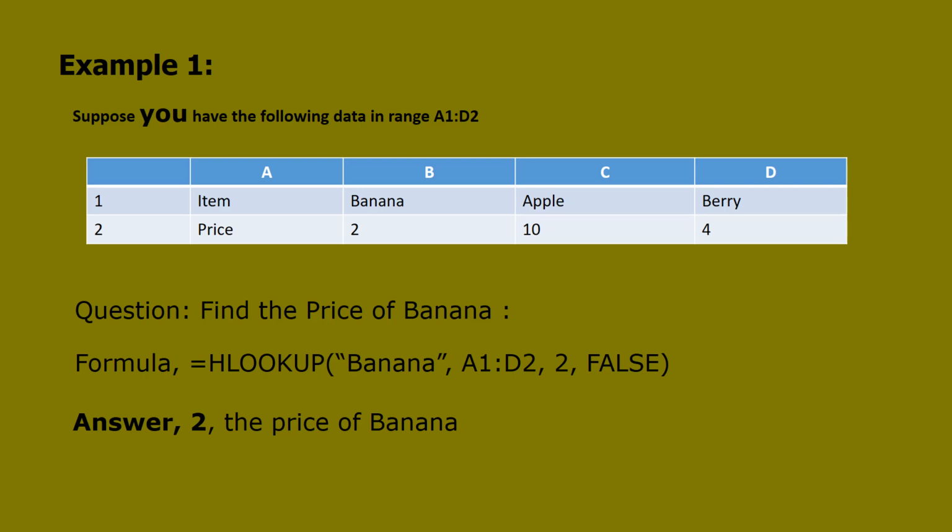Let's do one example regarding HLOOKUP function. Suppose you have the following data in range A1 to D2. In row A, you have items banana, apple, and berry. Second row, you have price of each item. Now the question is, you need to find the price of banana.